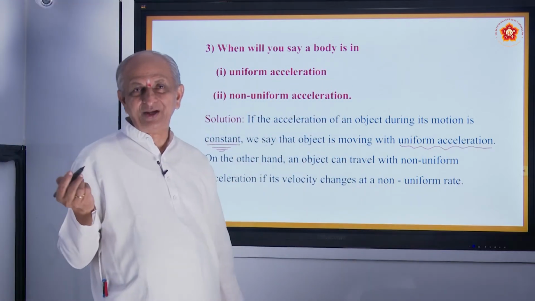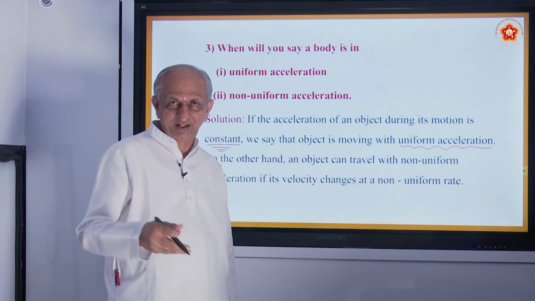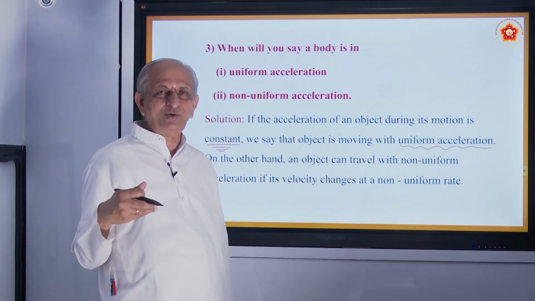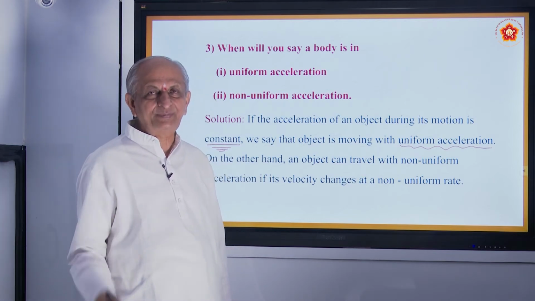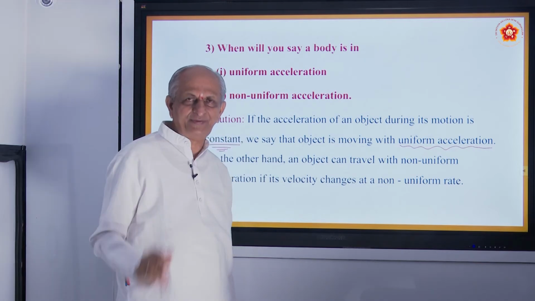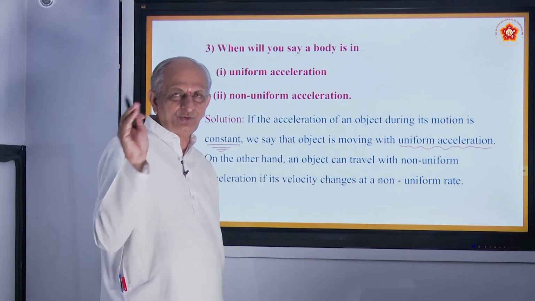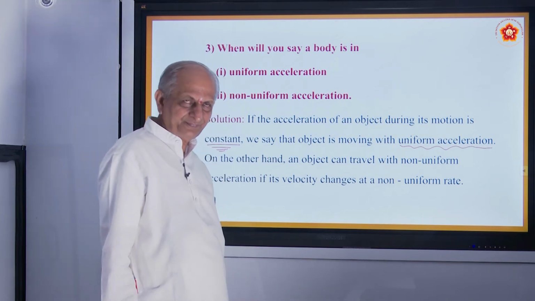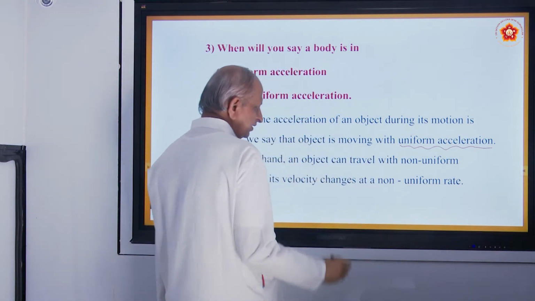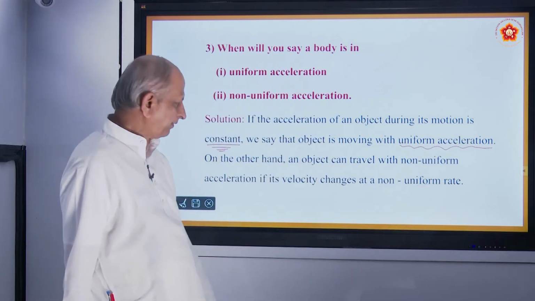The other day I was giving an example of a car going on a highway. Until it reaches the highway, on the country road there will be bumps, humps and all, and the vehicle cannot go at a fixed speed, right? So when the velocity is not fixed, acceleration also is not fixed, not uniform. Once it reaches the highway, there are no other obstacles, is it not? So there will be the same velocity. When the velocity is the same, acceleration also becomes uniform.